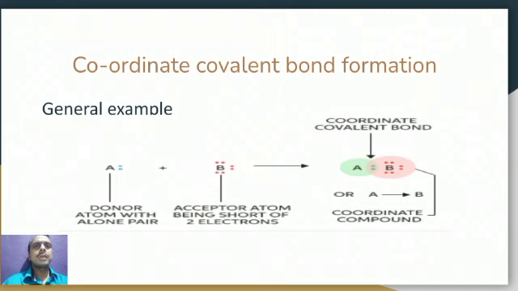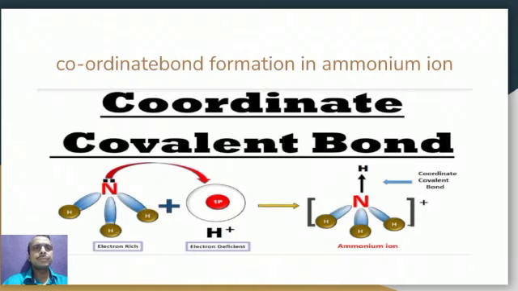Now see here in this example, atom A is the donor atom, which has the lone pair of electrons, while the acceptor atom B is short of 2 electrons. So this donor atom with a lone pair of electrons will share with the acceptor atom, which forms the coordinate covalent bond, and such molecules are called coordinate compounds, as in this diagrammatic representation.